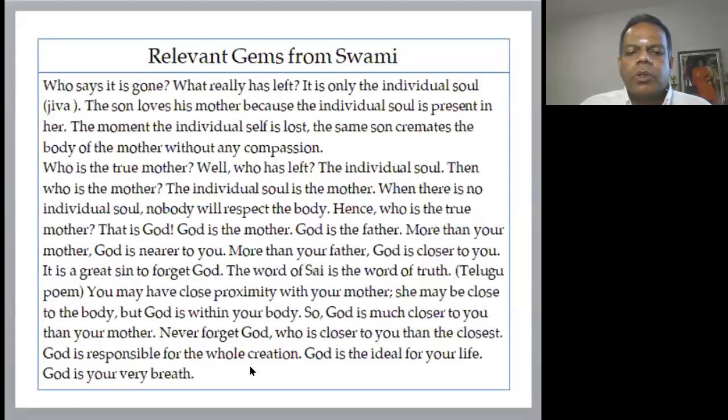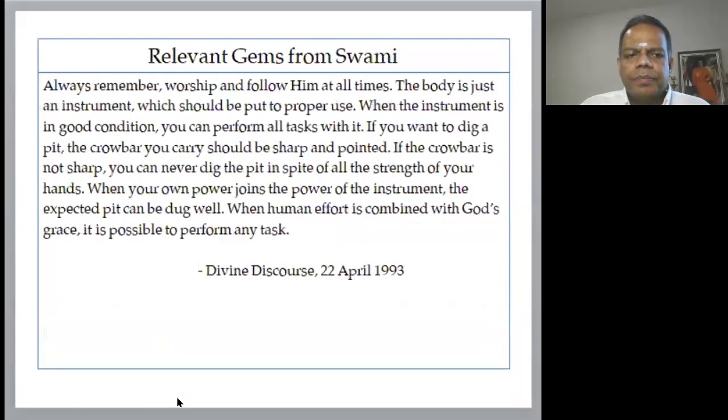God is responsible for the whole creation. God is ideal for your life. God is your very breath. Always remember, worship and follow Him at all times.